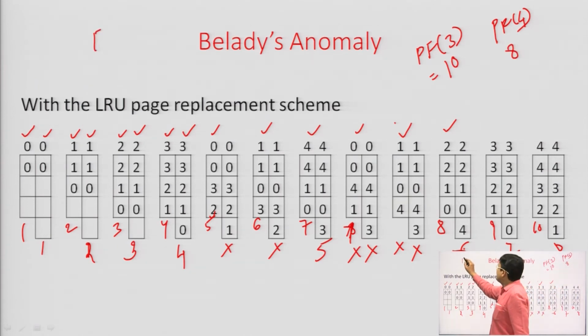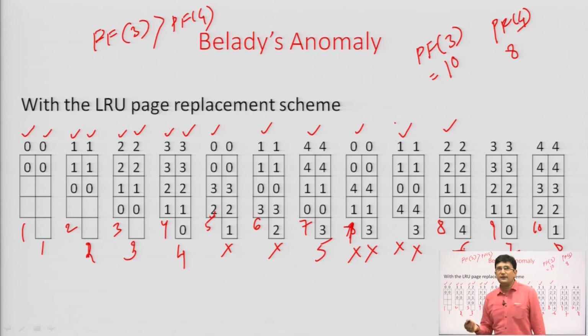Clearly you can see that the number of page faults with the 3 frames is greater than the number of page faults which occurred because of the 4 frames. Or you can say that if we increase the number of the page frames, then the number of page faults also decreases. So it happened in the case of the optimal, and it is happening in the case of the LRU also. So here we can also see that there is a stack property followed.